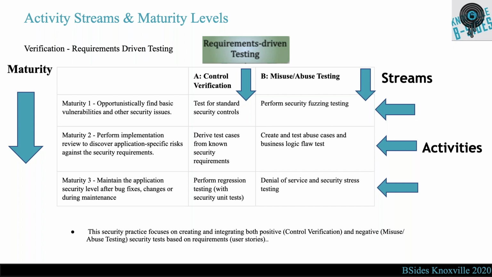Let's take a closer look at one of the security practices, requirements-driven testing under the verification business function, to understand this stream concept a little bit more. Requirements-driven testing, a security practice, is divided into two streams: stream A, control verification, and stream B, misuse or abuse testing. These streams align and link activities in the practice across different maturity levels, as you can see. Each stream has an objective to be reached, and this objective can be reached in increasing levels of maturity. Each stream also provides a consistent theme across the three different maturity levels.